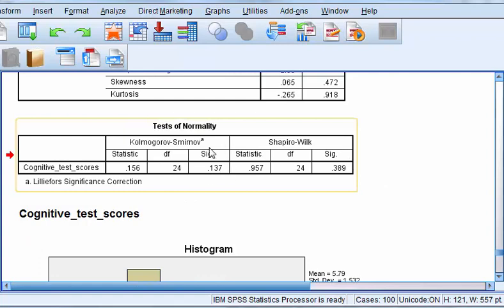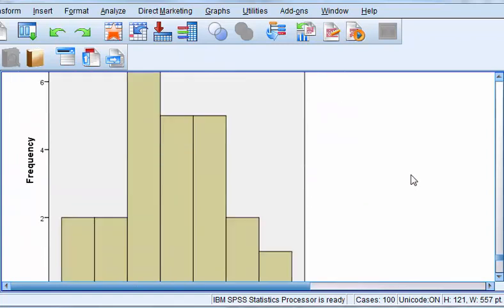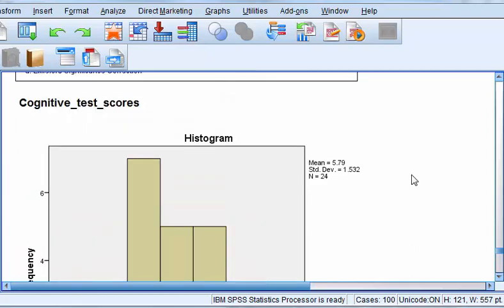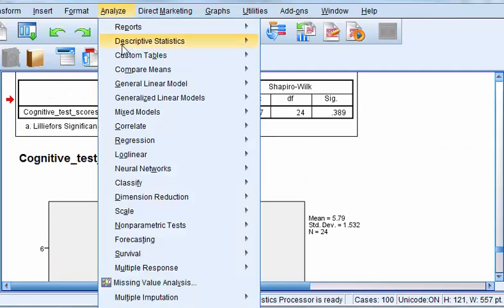Kolmogorov-Smirnov test, and it was not significant. Therefore, it did not violate the assumption of normality. And again, the histogram, that does look kind of normal to me. Not perfect, but close enough. So we're going to run the test.